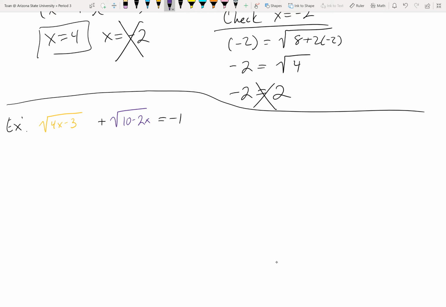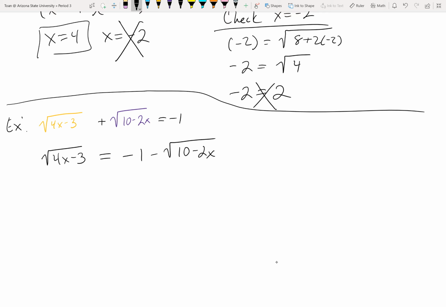So here, the individual radicals themselves are not isolated because they're next to each other. So we need to isolate them. It doesn't matter which one we move. Let's subtract the purple. Let's subtract the radical 10 minus 2x. So we get radical 4x minus 3 equals negative 1 minus radical 10 minus 2x.